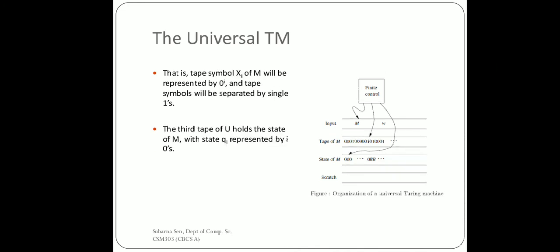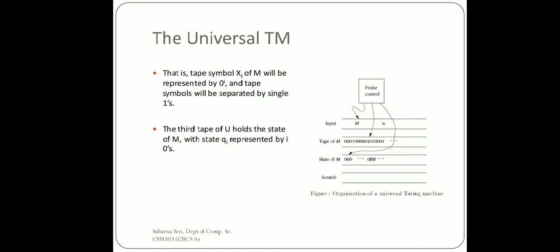So how will it be converted? That is, tape symbol Xi of M will be represented by 0 to the power i, and tape symbols will be separated by single ones. If you remember, when we had to code the total Turing machine, how did we code it? 0 to the power i 1, 0 to the power j 1, 0 to the power k, in this fashion, right? So if we have to code a tape symbol, how did we do it?